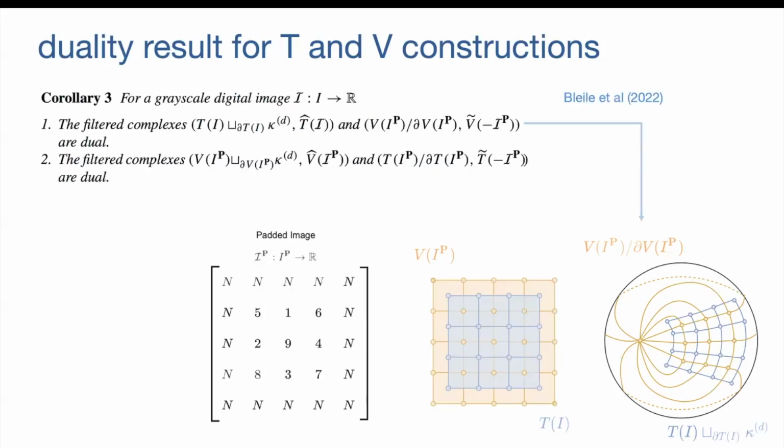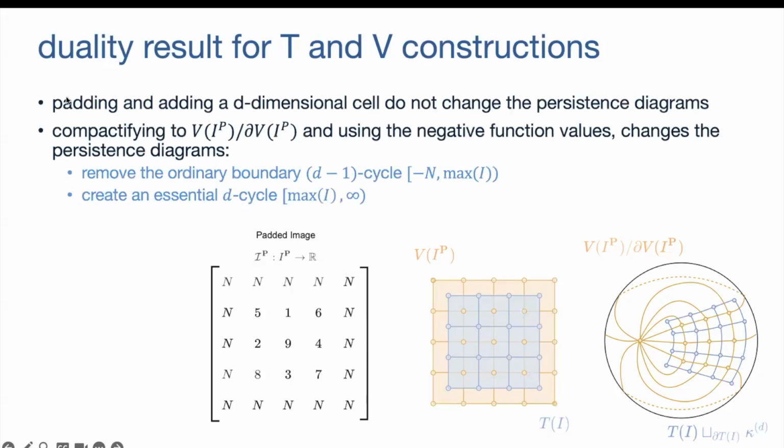Okay, and now we want to interpret what's going on in terms of the persistent homology here. In terms of the persistent homology, the act of padding and adding a d-dimensional cell, the capping, so padding and capping doesn't change my persistence diagram at all. But this act of compactifying the boundary to a single point and then filtering using negative function values, that really does change the persistence diagram, okay?